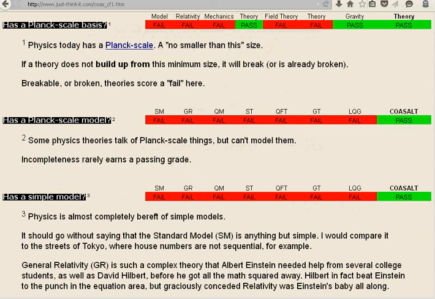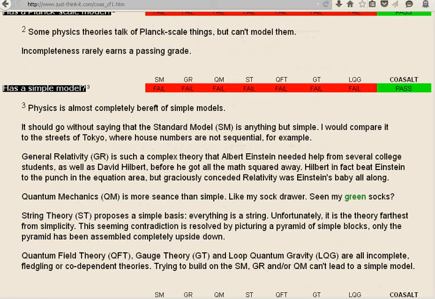General relativity is such a complex theory that Albert Einstein needed help from several college students, as well as David Hilbert, before he got all the math squared away. Hilbert, in fact, beat Einstein to the punch in the equation area, but graciously conceded relativity was Einstein's baby all along. Quantum mechanics is more seance than simple. Like my sock drawer. Have you seen my green socks?